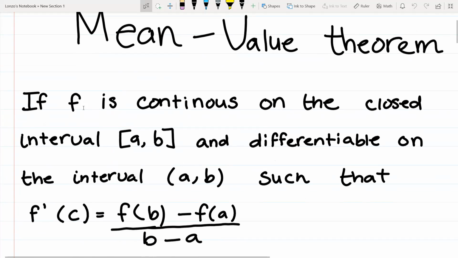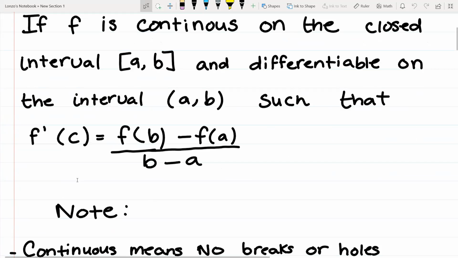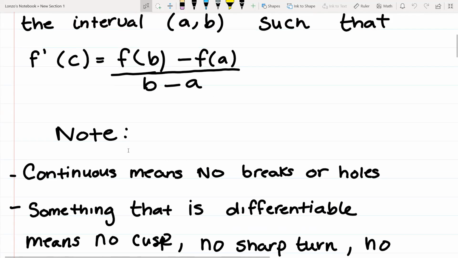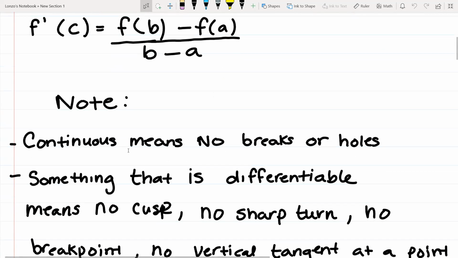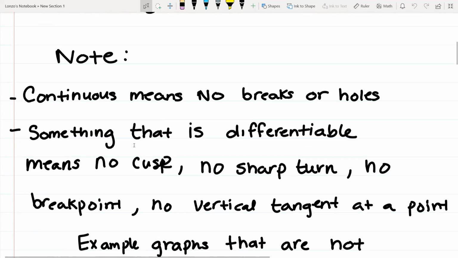If f is continuous on the closed interval from [a, b] and differentiable on the open interval (a, b), then there exists a c such that f prime of c equals f of b minus f of a, all over b minus a. Note, continuous means no breaks or holes. Something that is differentiable means there's no cusps, no sharp turns, no breakpoints, and no vertical tangent at a point.